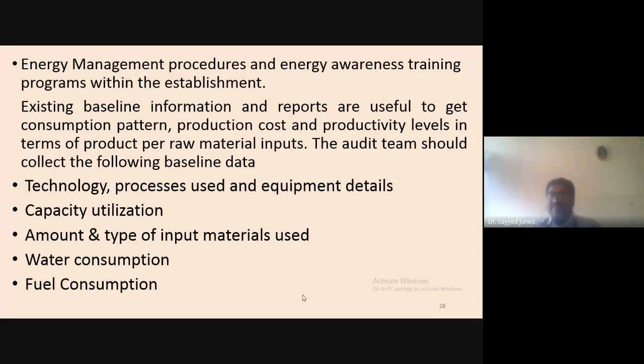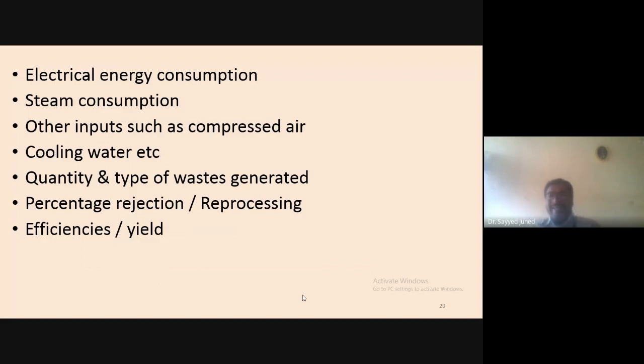Some instruments calculate the energy, and submeters identify how much energy consumption, water consumption, fuel consumption, and the different kinds of energy source consumption there is. Next one. Electric energy consumption, steam consumption, other inputs such as compressed air, cooling water, etc. Quantity and types of waste generation, percentage rejection, reprocessing, efficiency, yield. All of these are part of production.